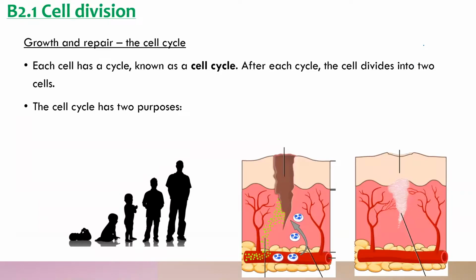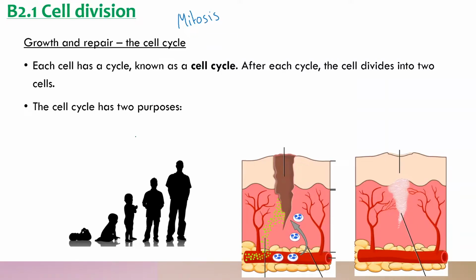So we're going to talk about cell division. We've got some pictures here. Each cell has a cycle known as a cell cycle. After each cycle, the cell divides into two cells. At the moment, we're just talking about mitosis, normal everyday cell division. We'll talk about meiosis a bit later. I'm going to put that keyword down: mitosis.